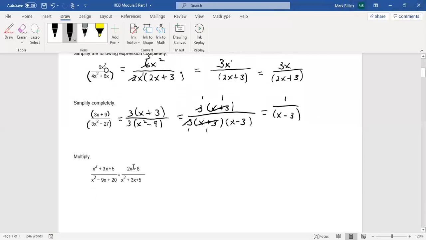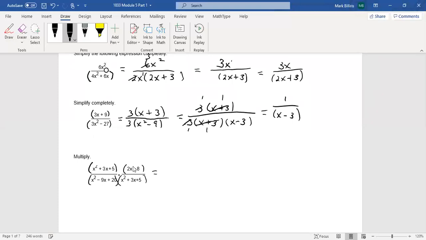Now let's talk about multiplication. When you're multiplying two fractions, you do not need a common denominator. What we're going to deal with in multiplication and division is reducing exactly the same way as we just did in the previous problems. Keep in mind that when there are plus and minus signs, they belong together and we cannot reduce individually. The only thing we can reduce an x squared plus 3x plus 5 with in that state is another x squared plus 3x plus 5. Same thing with the 2x minus 8, and same thing with the x squared minus 9x plus 20.